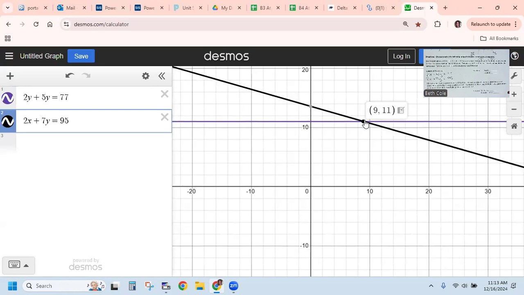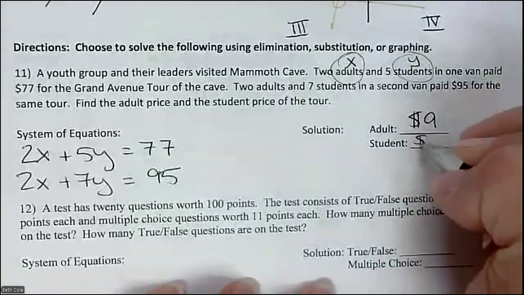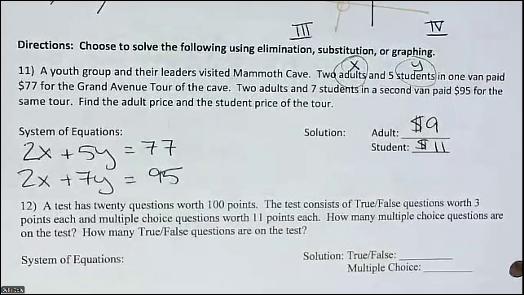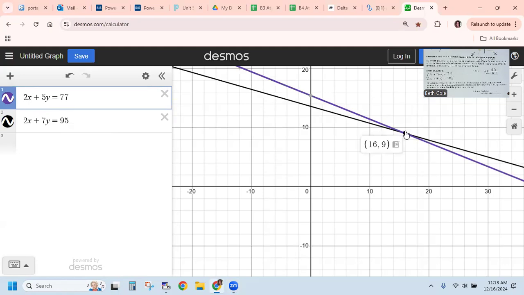Adult cost how much? $9. And students cost 11. I feel like I messed something up though. That doesn't seem right. Yeah, I think I messed something up. Did I type something wrong? Hold on. No, I think it's that's right. What's that? Okay, thank you. I was gonna say something is not right. There we go. That makes a little bit more sense. Okay, there we go. Sorry. I was like, something does not seem correct there.